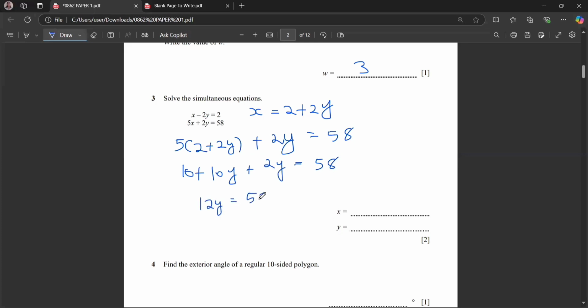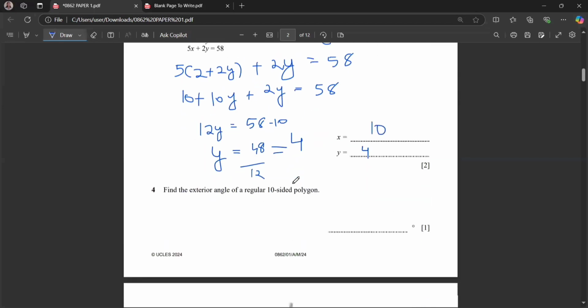That is, subtracting 10 from both sides, you'll get 58 minus 10 here. So 12y is equal to 58 minus 10, which is 48. So 48 will be divided by 12. So you'll get y is equal to 4 and x is equal to, you can substitute back whatever y answer you got into the first equation you made, which is x is equal to 2 plus 2y. So 2 plus 2 times 4, which is 10. So x is equal to 10.